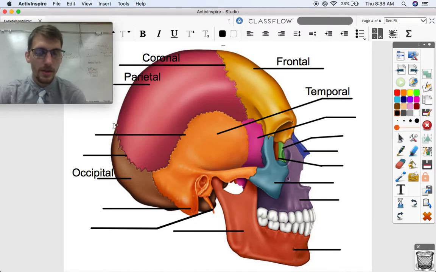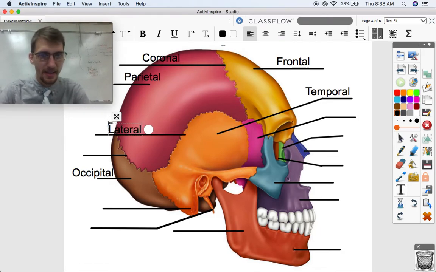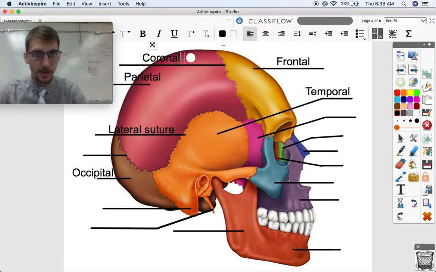Over here, this one zigzagging across is called the lateral suture. I had to think about it for a second. This is the lateral suture. And you know what? Let's add the suture up here.